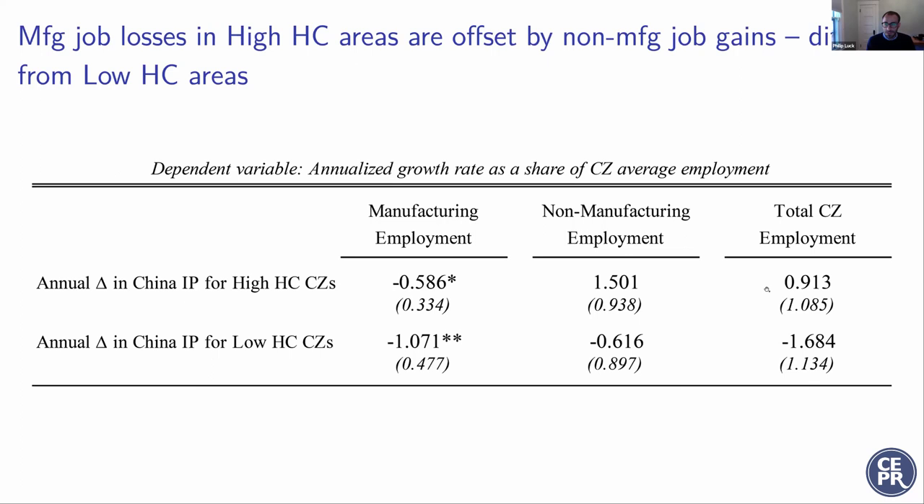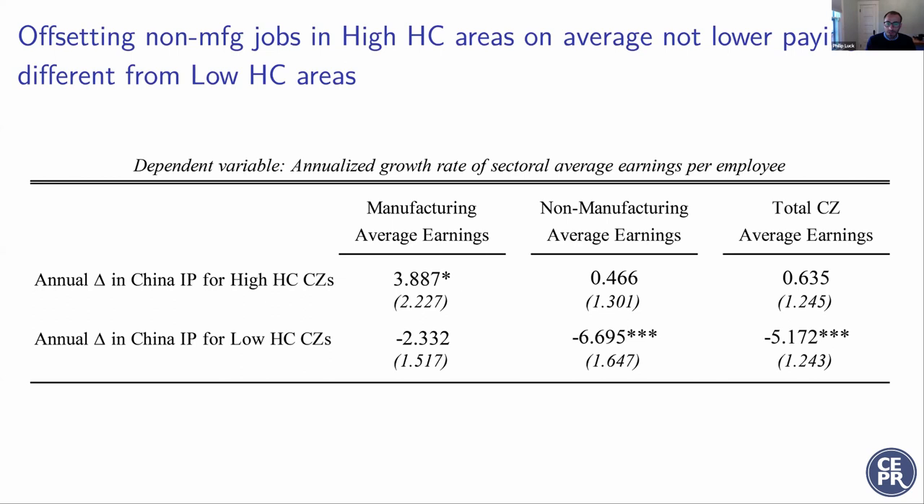Switching our estimate to earnings, which I foregrounded before, as I mentioned, we do now find a positive effect on earnings in these high human capital areas in manufacturing. Again, we think this is consistent with survival of higher productivity manufacturing establishments. And we don't really see any offsetting negative effects in non-manufacturing. So even though there is some reallocation from manufacturing to non-manufacturing, we're not seeing a depression of wages.